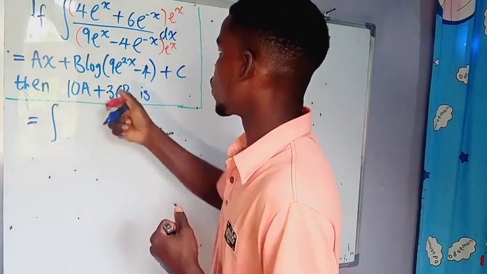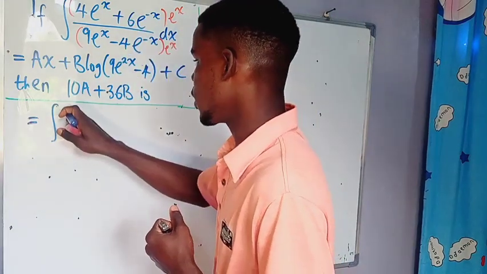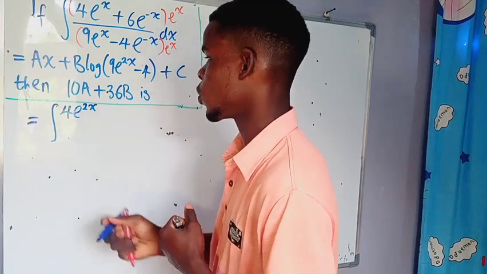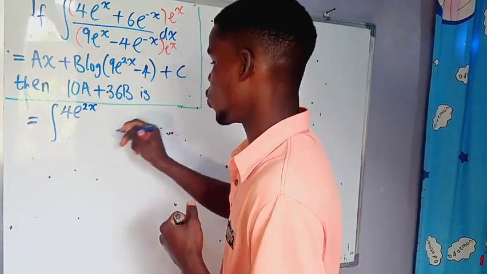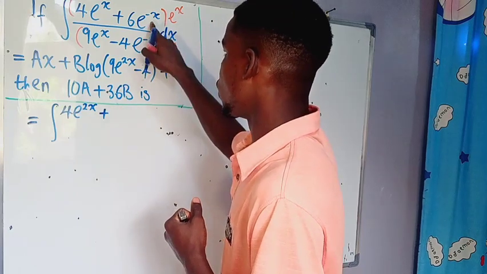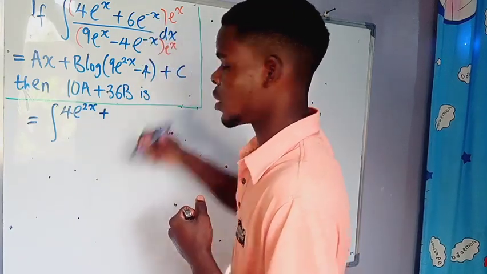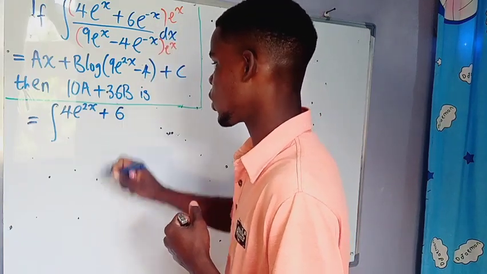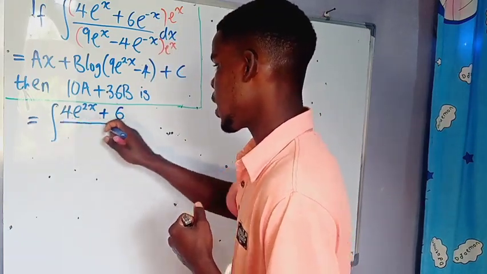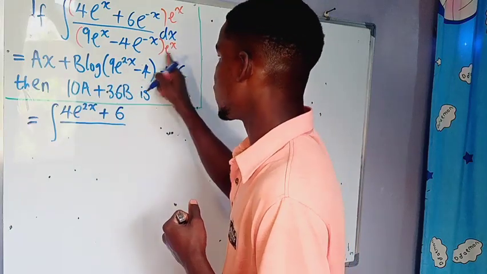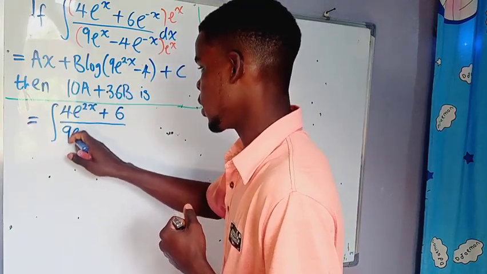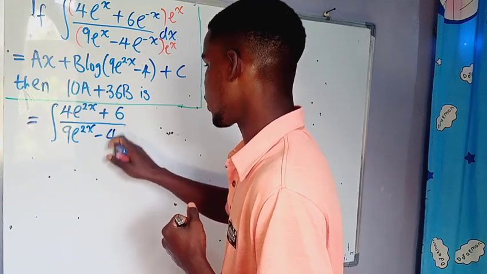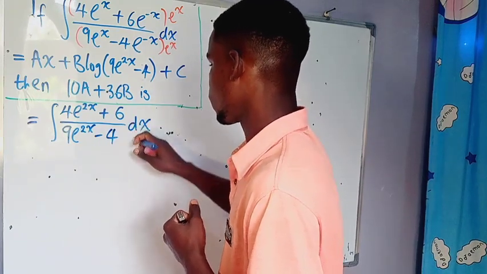At the top, we have e^x times e^x, which gives e^(2x), because they are equal to each other, so you square it. Then, plus, the term with the negative exponent: we multiply them together, the exponent of e will just be 0, leaving us with just 6 times 1. The denominator is going to be 9e^(2x), and then we subtract 4 from that, and we put the dx over here.